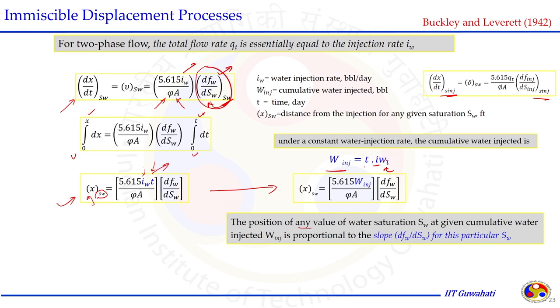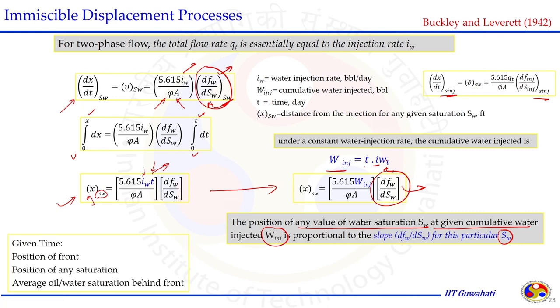If we substitute that, this simple equation will get modified like this. So the position of any value of water saturation SW at a given cumulative water injection is proportional to this slope, and we need to calculate this slope at a particular SW. As saturation is changing, the slope will also change. With this frontal advance equation, we can now calculate the position of the front where it is moving, the position of any saturation at a particular time, and the average oil and water saturation left behind this front. The front is moving from the injection well to the production well, and the average value of the saturation behind this front can be calculated.